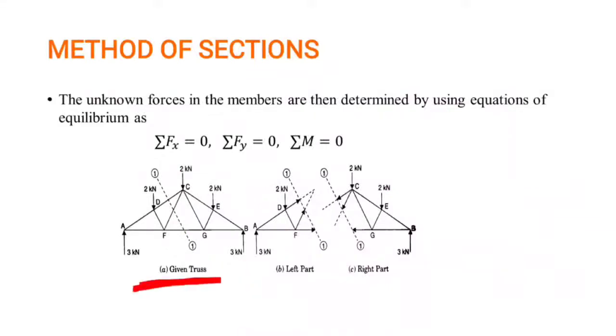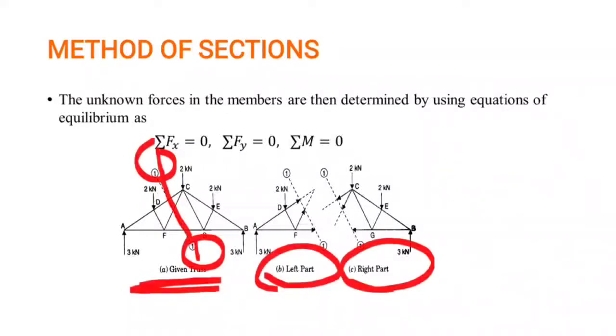Let's say this is the given truss. I choose 1 as my section line. I cut the truss into two parts by using a section line. This is the left part and this is the right part. Okay, any part will act as a free body in equilibrium.